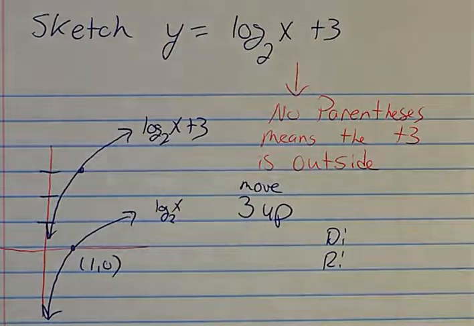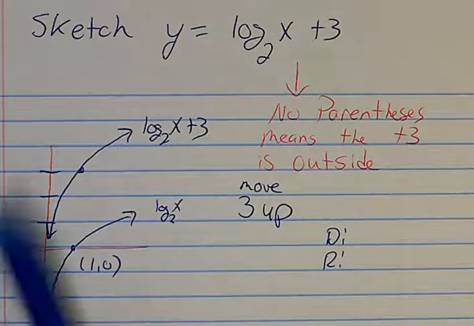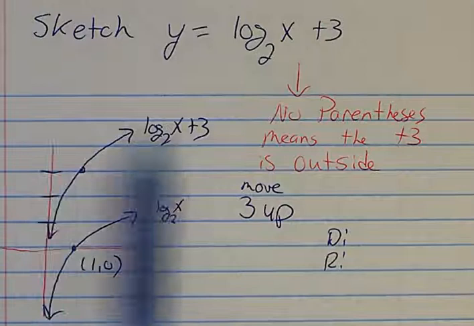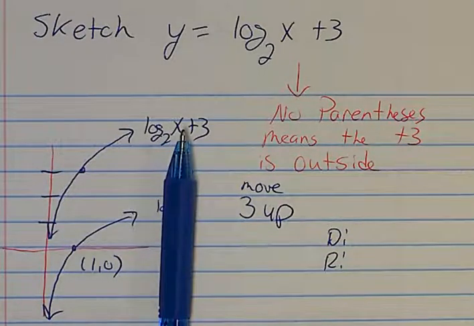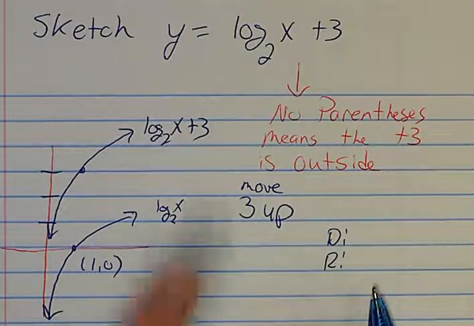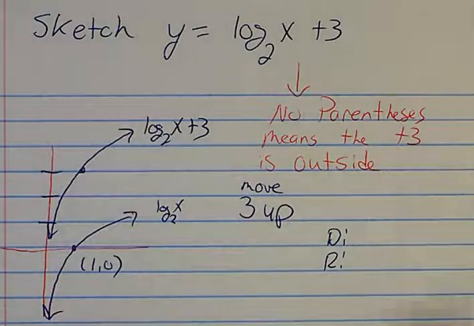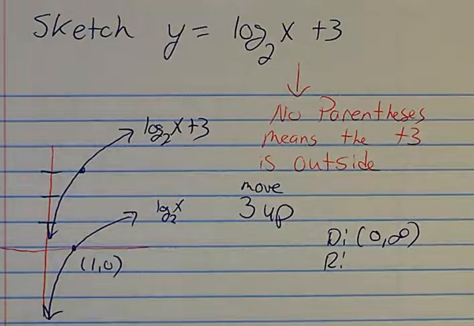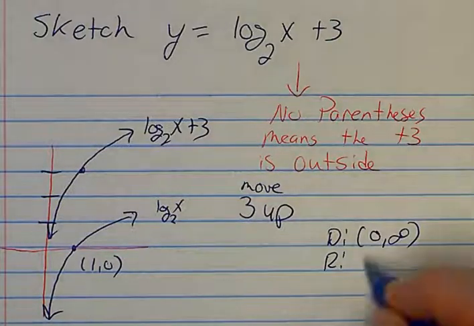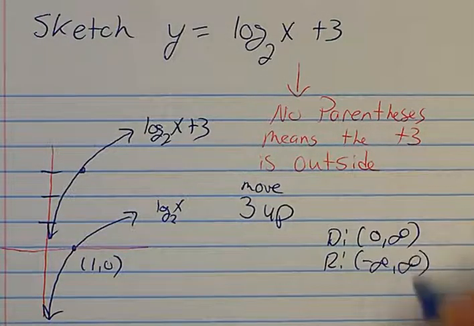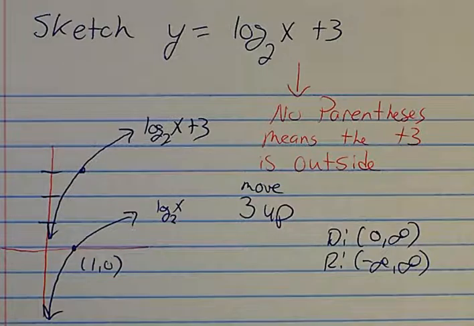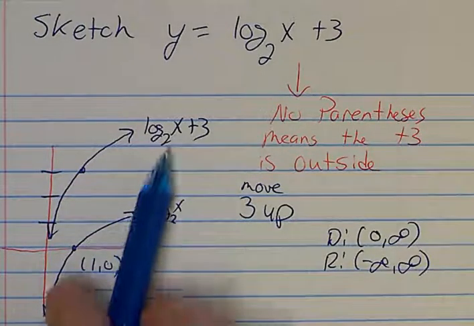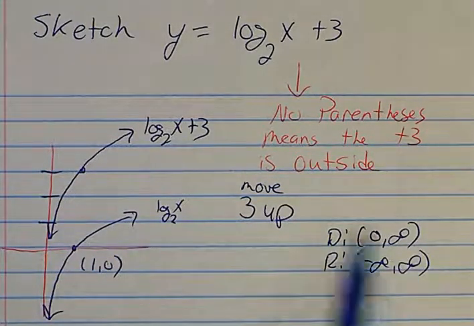Okay, and for domain and range, did you change anything as far as the left or right movement goes? Didn't it? We just scooted it up and down. So we still got the same graph. So your domain for both of these graphs is going to be 0 to infinity. And your range for both of these graphs is going to be negative infinity to infinity. So unless you put something on the inside of the parentheses, you don't change the domain and range here.